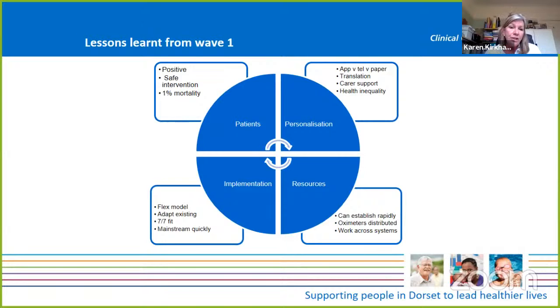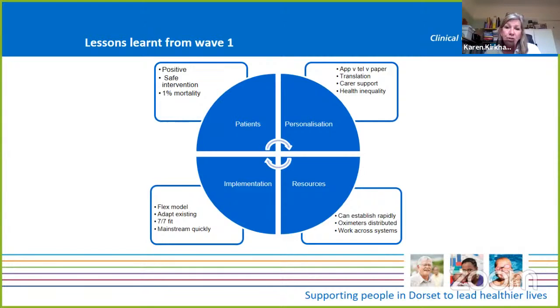In terms of implementation, you need to be able to flex your model up and down as the numbers go up and down. We've seen escalating numbers. I'm sure that's happening all over the country in terms of the numbers. Adapt existing workforce. You have to fit this over a 7-day fit, and you need to use the resources that you have already and piggyback this on, because to set up an absolutely independent model is going to be really difficult, and mainstream this quickly.